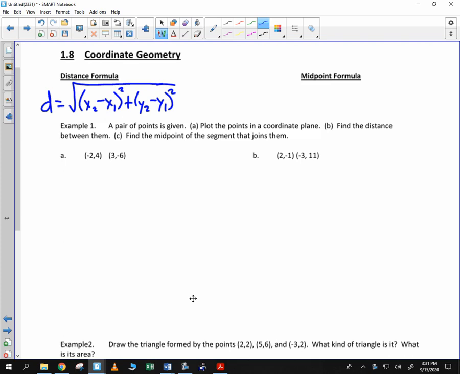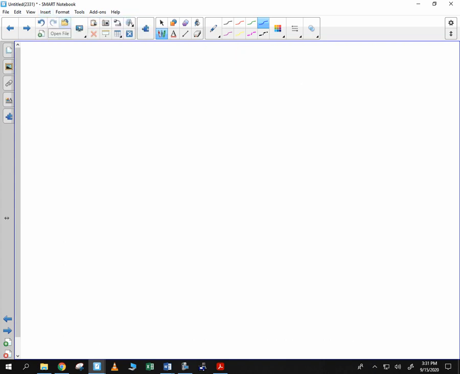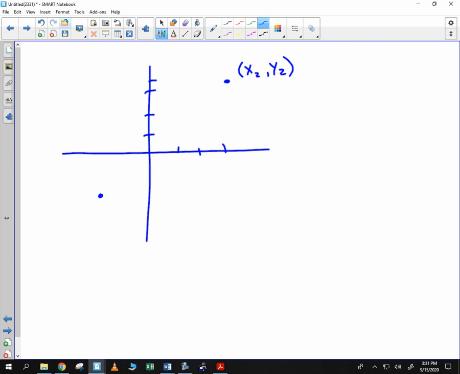And if that looks familiar, it's because you've seen it before, but also it is simply a squared plus b squared equals c squared. So I'm going to give you a little bit of an idea of what that looks like. If you have two coordinates, so you have x sub 2 and y sub 2 here, and then over here you have x sub 1 and y sub 1, and you would like to find the distance between those two.